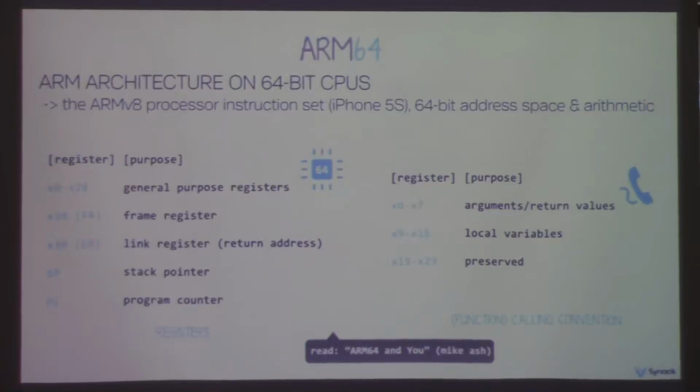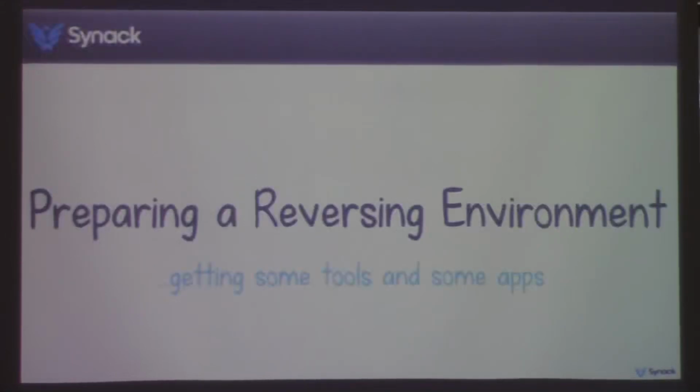When you're making a function call, the arguments are going to be in X0 through X7, and these are also going to be the return values, although generally just X0 is used. It's a good article by Mike Nash if you want to get down into the details about all this. All right, so hopefully now we have a pretty good understanding of the iOS environment.